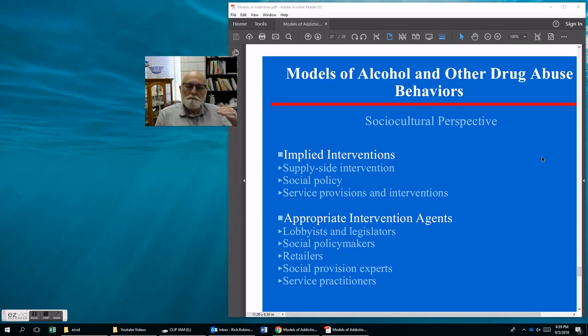So interventions under this model are to control and influence the supply side. Don't make it quite so easy, don't make it quite so plentiful or so strong or anything else like that. There's a reason why stores in Minnesota sell 3.2 beer and not 12%. And another intervention is, of course, social policy. Policy are the laws that we make that govern how easy it is for people to get alcohol.